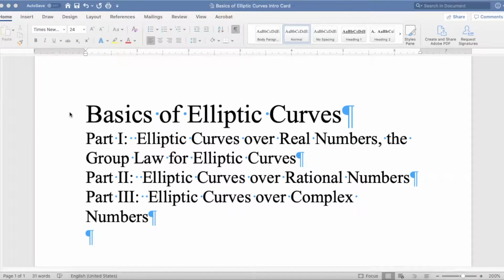Hi, everyone. Okay, we are continuing our exploration of the basics of elliptic curves. Part one was elliptic curves over real numbers and an introduction to the group law for general elliptic curves. So now this part is elliptic curves over rational numbers, and in particular, proving that the sum of two rational points on an elliptic curve will make a third rational point. And then the last part will be elliptic curves over complex numbers. Then we'll move on to modular forms.